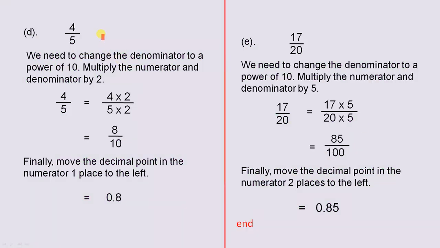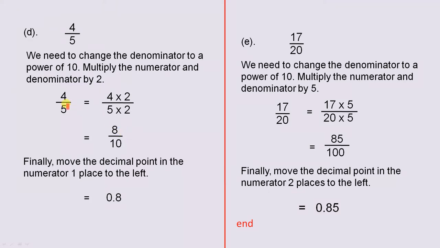4 over 5. We need to change the denominator to a power of 10. Multiply the numerator and denominator by 2. The reason we multiply by 2 is because 5 2s are 10. That's how the denominator is changed to a power of 10. So 4 over 5 equals 4 over 5 times 2 over 2. Now the value doesn't change because we're multiplying the top and bottom by the same number. So that gives us 8 over 10.